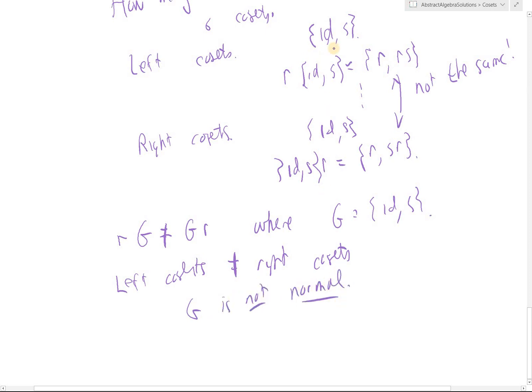Okay? So the key here is that you remember that RS is not the same as SR. So this left coset and this right coset are not the same, so the group is not normal. Now, some people said that the group is abelian. The group is not abelian because RS is not equal to SR. So it's not an abelian group. Okay, so that finishes problem 3.